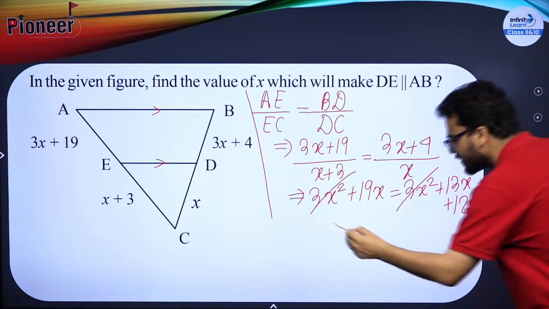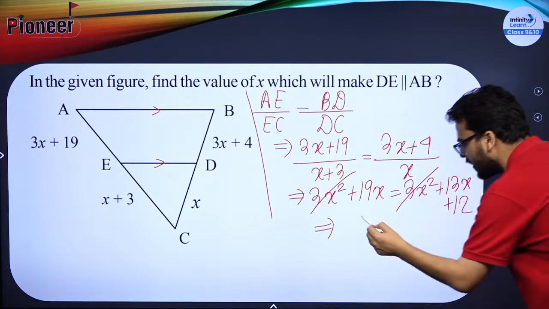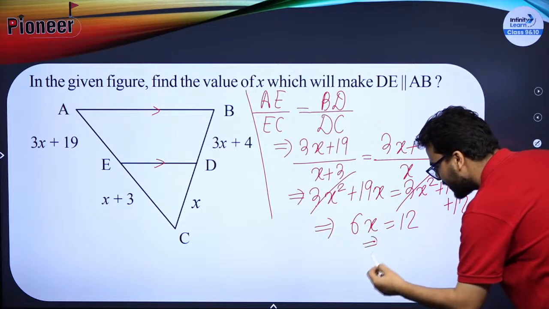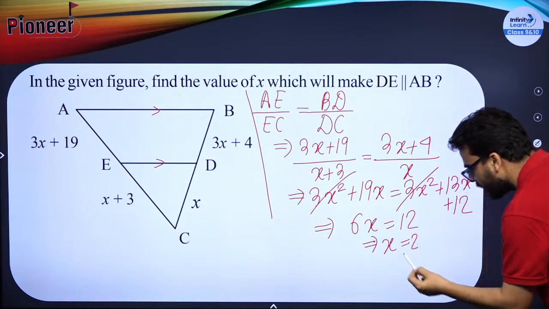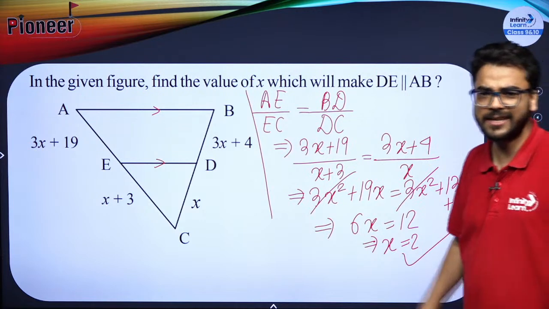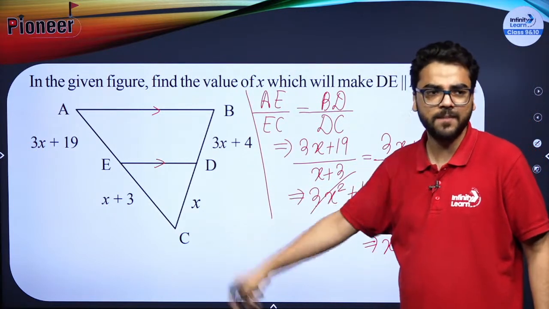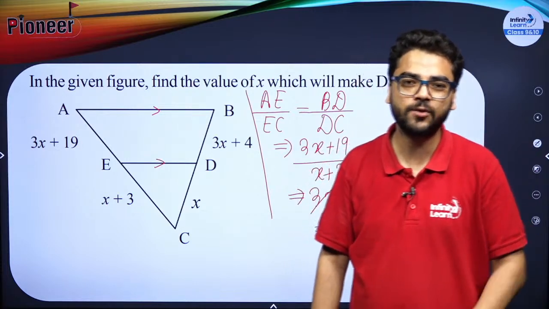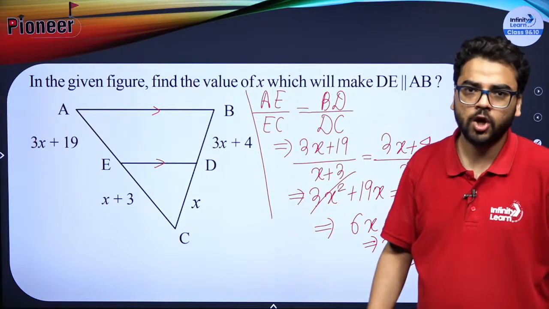If you take it on the other side of the equation, 19x minus 13x, that is 6x, and that is equal to 12. So can I not say that x is equal to 2 is the answer? I hope this thing is clear. So it is a direct question on the basis of the basic proportionality theorem. I hope this thing is clear to every student watching this video. So let's move on, guys.